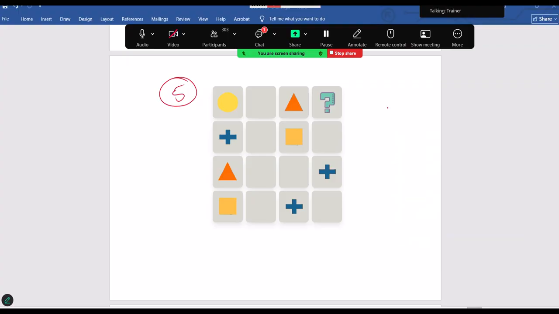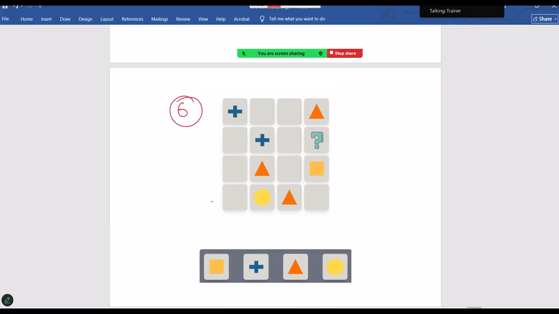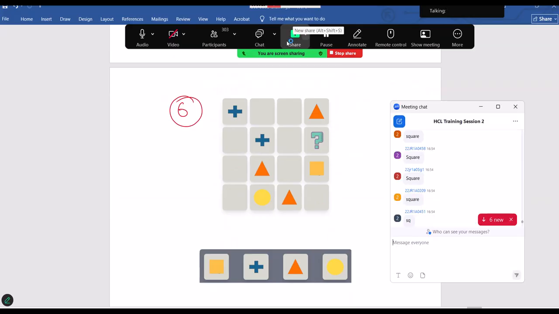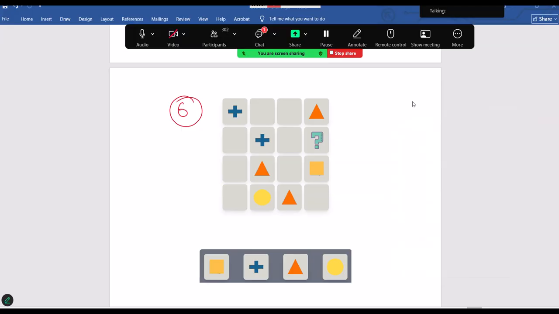As per the row, we cannot get circle, we cannot get triangle, we cannot get plus symbol. Only possibility for that question mark must be square symbol. Next question here. We cannot get plus symbol, we cannot get triangle, we cannot get square. Answer is circle.